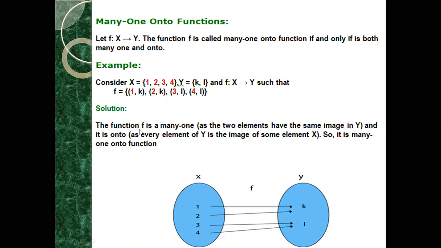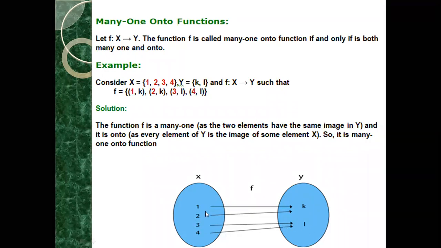This is the explanation for the given function. The function f is many to one as two elements have the same image in Y. Elements 1 and 2 have the same image in Y, that is k. And 3 and 4, different elements, have the same image in the codomain, that is l.